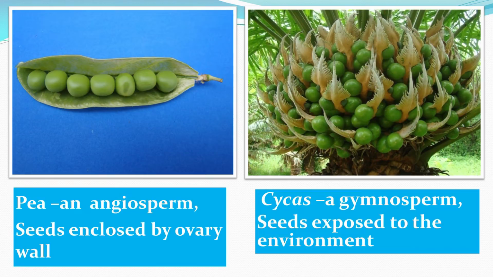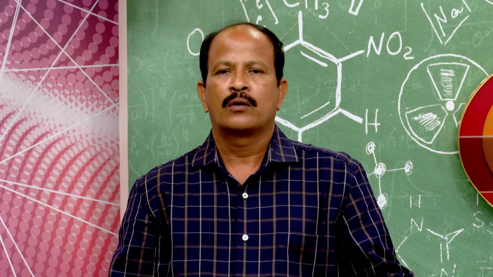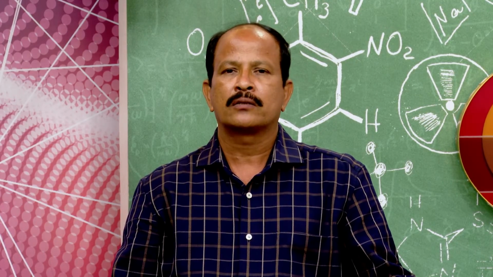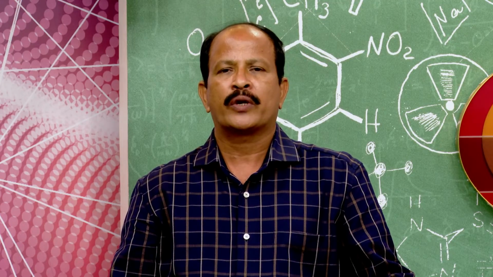On the right you can see there is a cycas plant which is a gymnosperm. Cycas in Odia is called Odosimary, but the seeds, the green color seeds, are directly exposed to the environment, whereas in the pea pod the seeds are enclosed by the ovary wall. So, the ovary wall along with these seeds turns into fruit. So, angiosperms are flowering plants, fruit forming plants, they are very important in our agriculture.